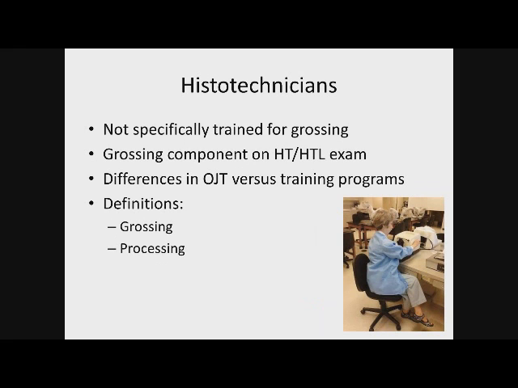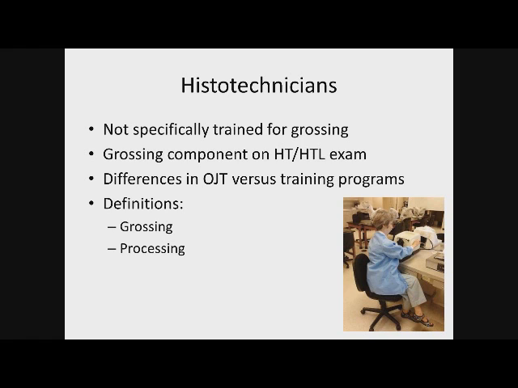Now, in most training programs, histotechnicians are not specifically trained for grossing. In fact, before 2001, it was included on the ASCP Board of Registry exam. There is no longer a grossing component on that exam, although the NSH still releases their self-assessment examination booklets, which one of those booklets describes gross dissection and description. So it is still out there in the literature, although again it's not something that's widely taught in the histotechnology or HT schools.